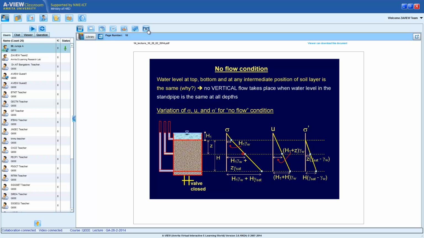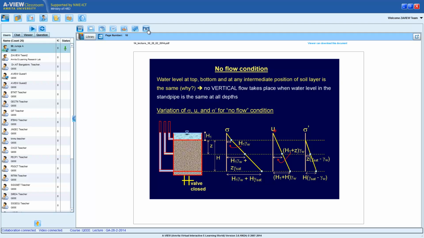Obviously this is again another value. If I move to the bottommost level, I have total stress equals H1 times the unit weight of water, which gives you a value over here, H1 times unit weight of water, plus H, which is the entire thickness, times the saturated unit weight of this over here.